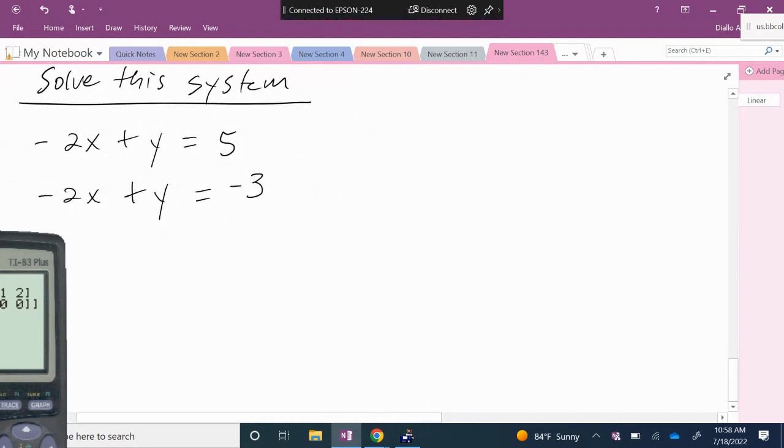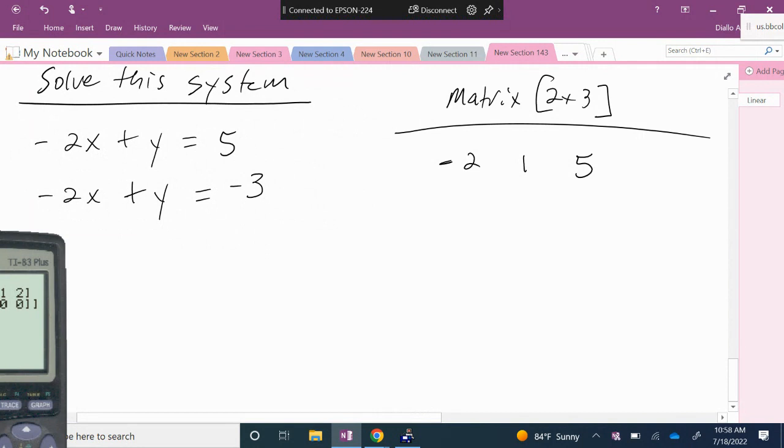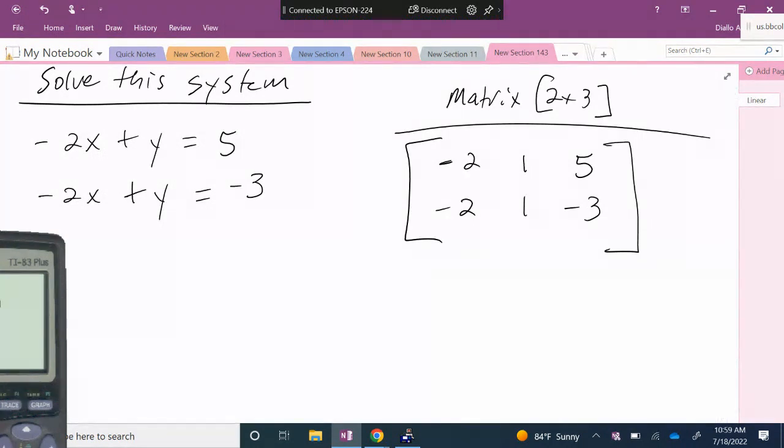Okay, so here again we have 2 rows and 3 columns, so we're going to convert this to a 2 by 3 matrix. So for our first row, we have negative 2, 1, and 5. For the second row, we have negative 2, 1, and negative 3. All right, so we're going to put these into the calculator.